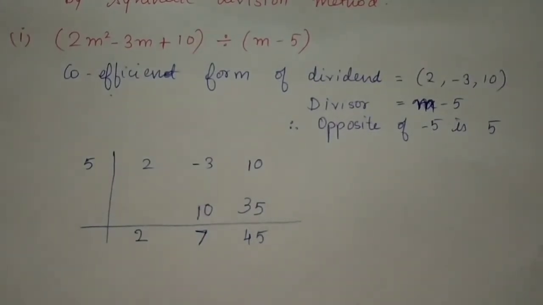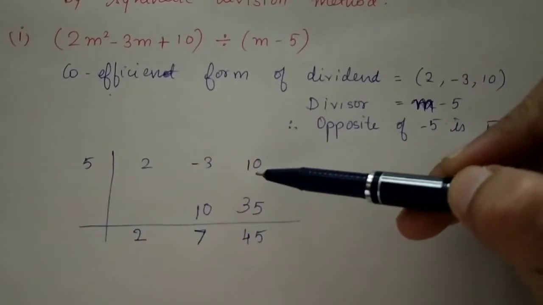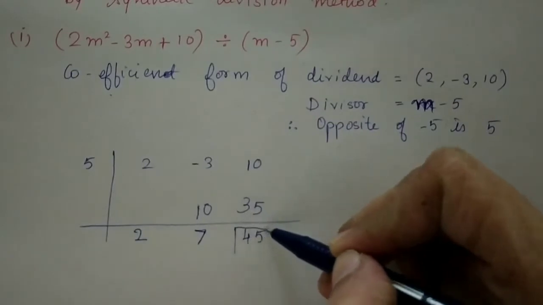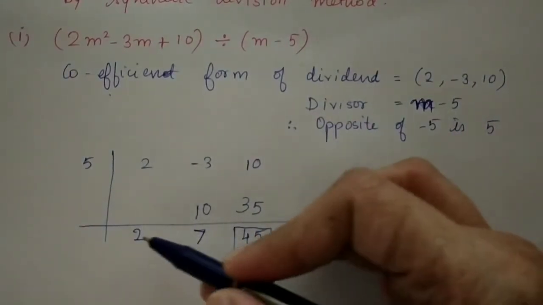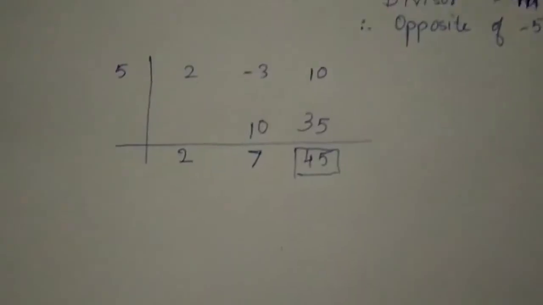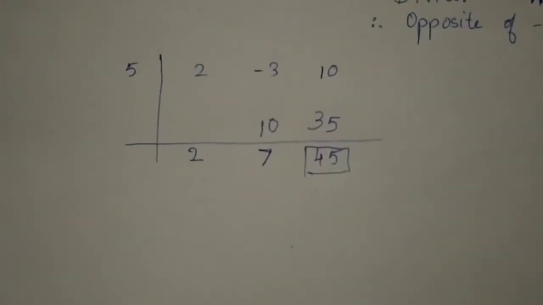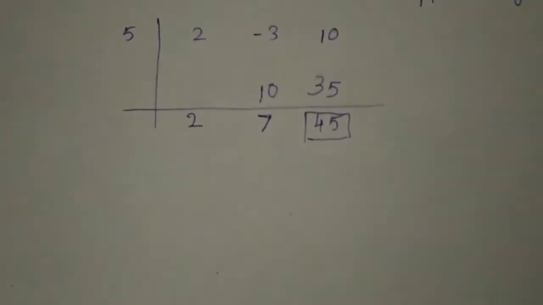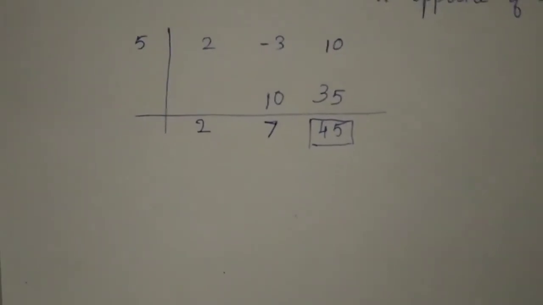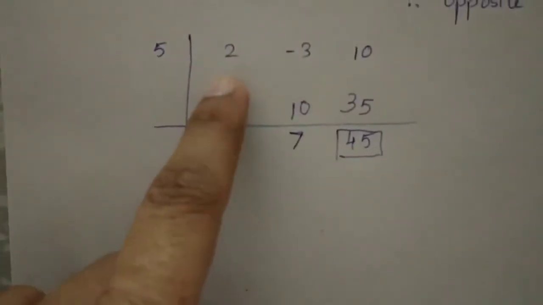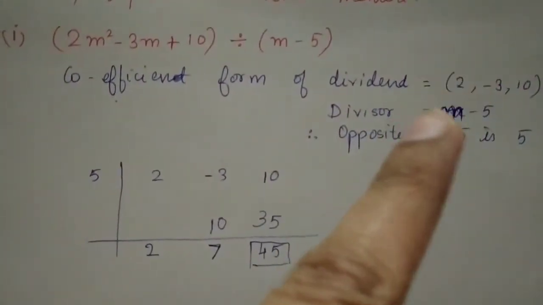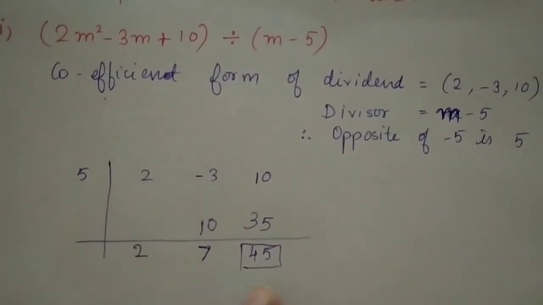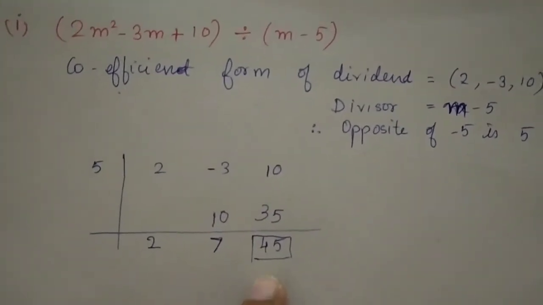Now what are all these numbers, children? See children, these are the coefficients of the dividend. These are the coefficients of the divisor. This is our remainder. And these are the coefficients of the quotient. So now we are going to express all these numbers in index form. How will you write this? This is your dividend, whose coefficients you have written already: 2, -3 and 10. This is the divisor, this is the quotient, and this is the remainder. So let us write it down now.